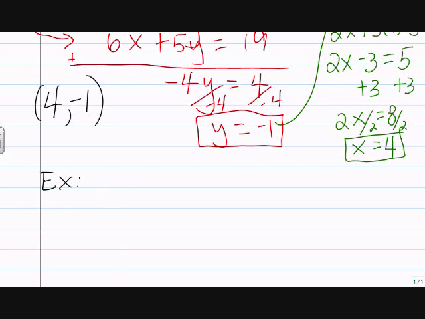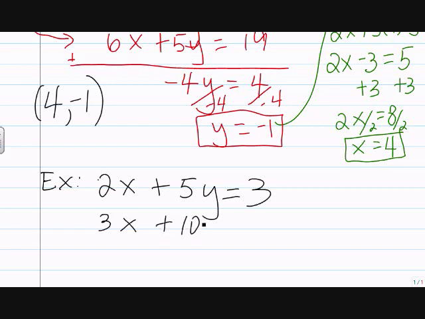Here we go. 2x plus 5y equals 3, and 3x plus 10y equals negative 3. Here we go. This will work.